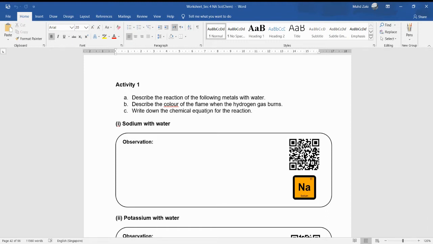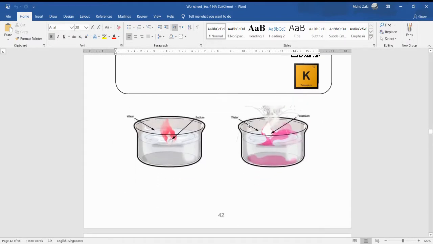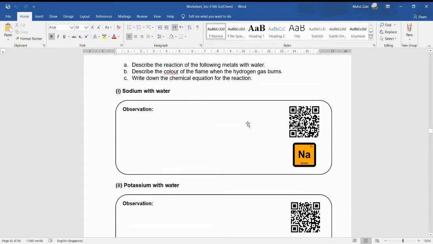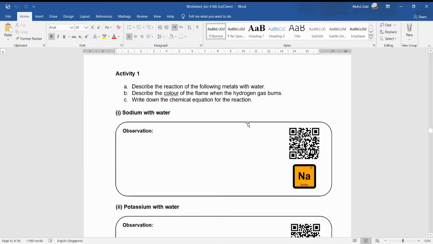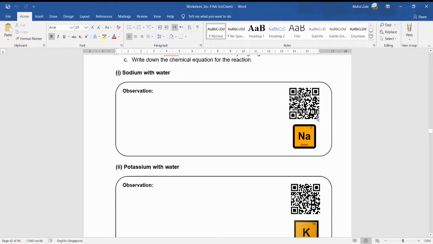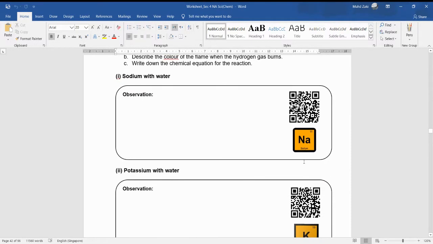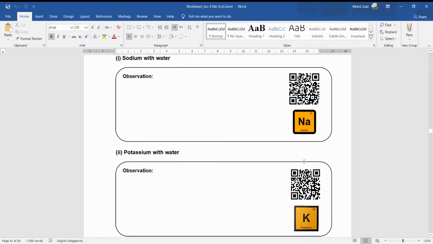For today, I will help you to fill up the activities for page 42, until the end of this topic. So the first part, please ensure you have viewed the videos for sodium and potassium. Yes, you have viewed already, but you need to view again. Then make sure you write down the observation. So the observation for sodium, although we have written already in periodic table group 1.